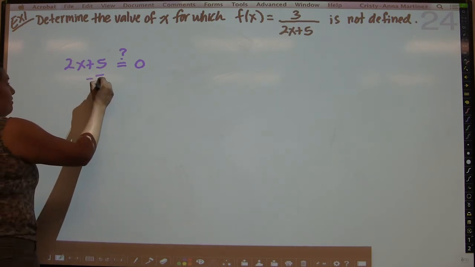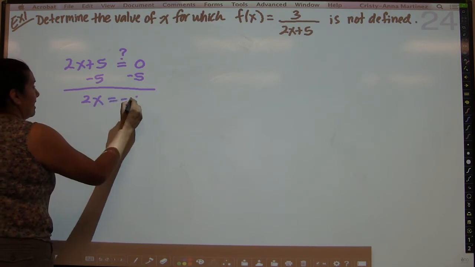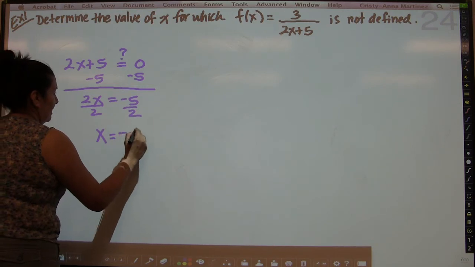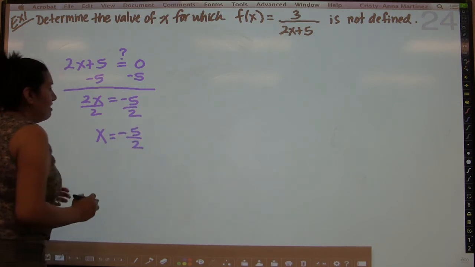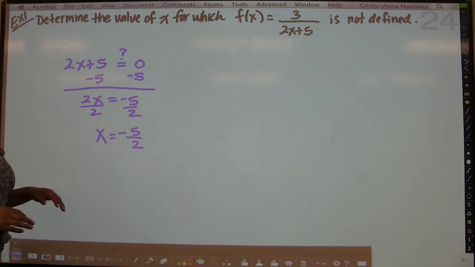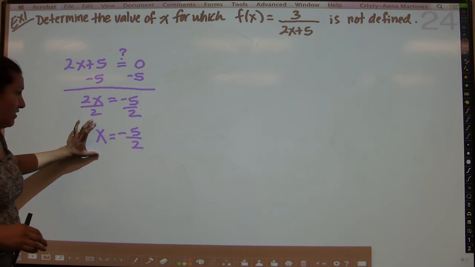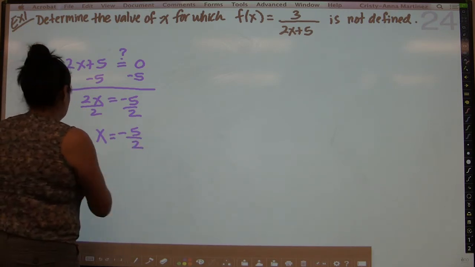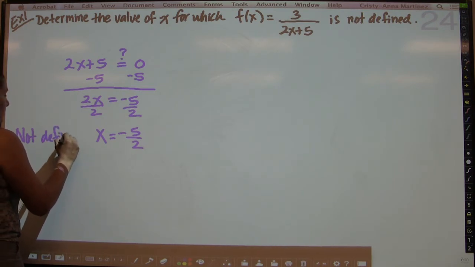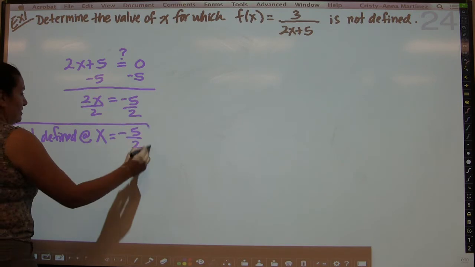So we subtract 5 from both sides, and we get 2x equals negative 5, divide by 2, and so it turns out that when x is negative 5/2, the bottom of this function will equal 0, and therefore you'll have division by 0. So this is the value of x for which the function is not defined. It's not defined at x equals negative 5/2.